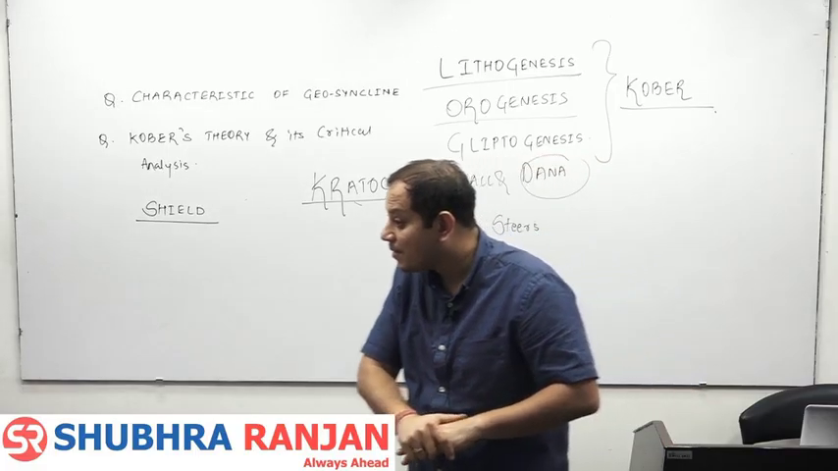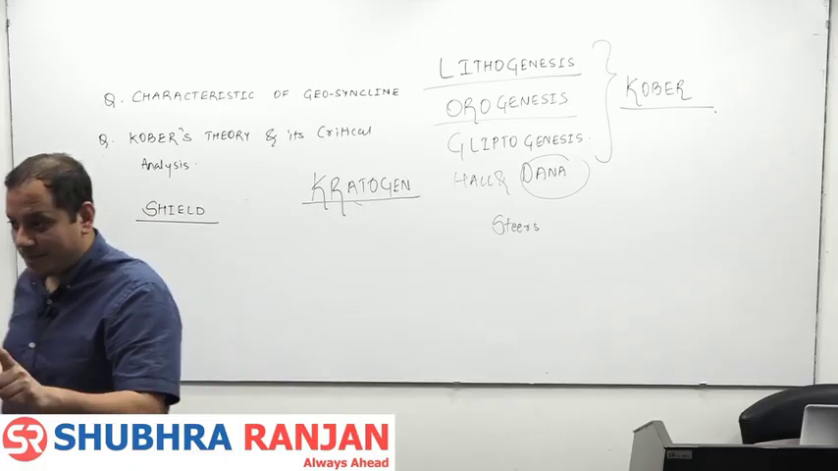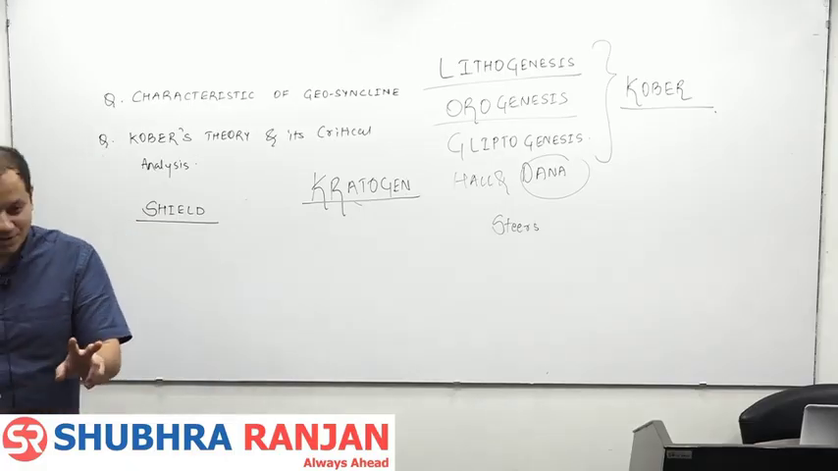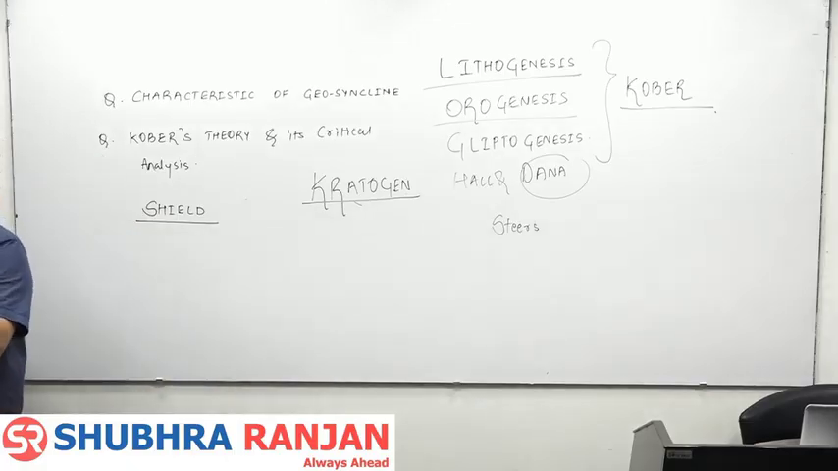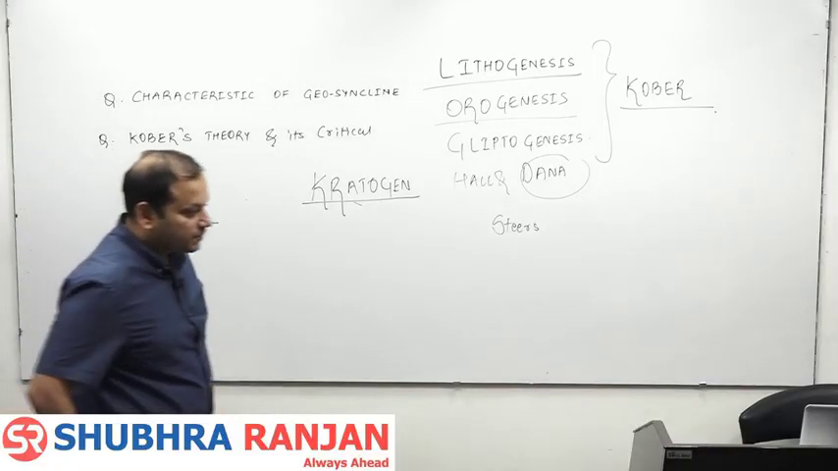Which one? Brazil is an example of a shield. Canada is an example of a shield. Russia is an example of a shield. Peninsular India is an example of a shield. Remember, wherever we get metallic minerals, that is an example of a shield. Fine? Yes.